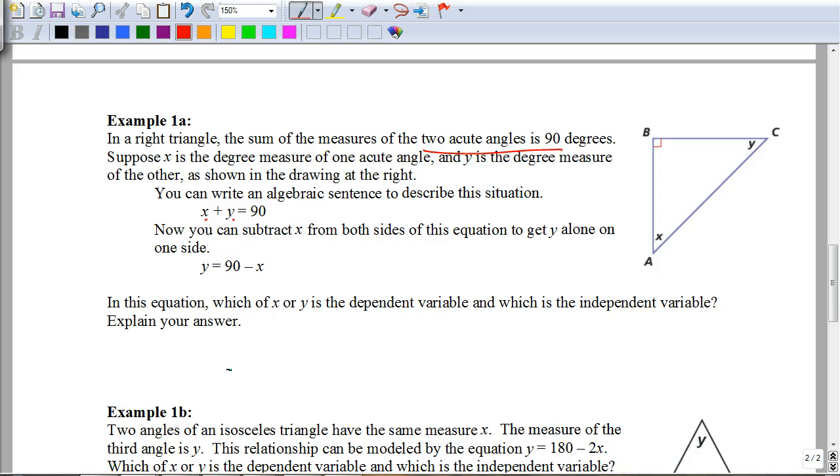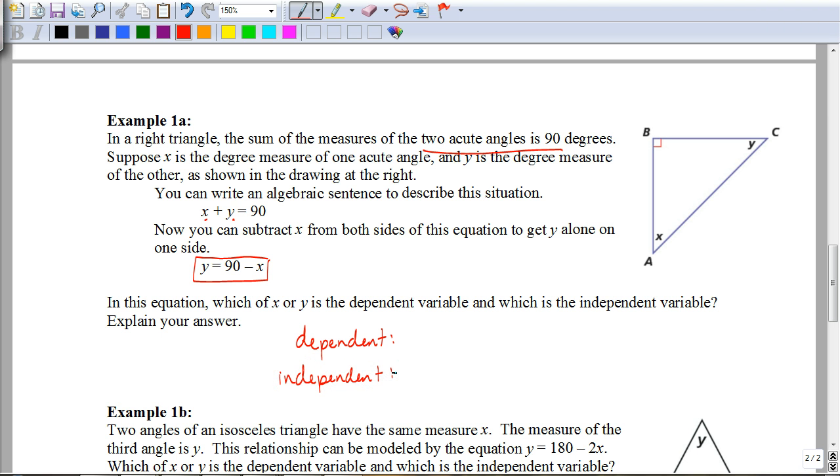Well, if we want to write this as an equation where we have the y by itself, we could subtract x from both sides. If we do that, we get y equals 90 minus x. So looking at that equation, we want to figure out, well, what's the dependent variable and what's the independent variable.